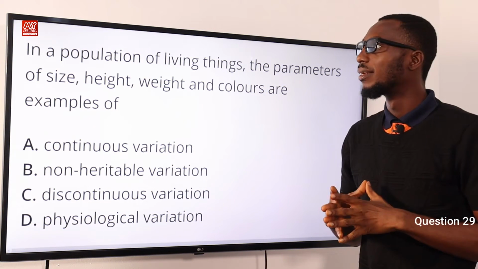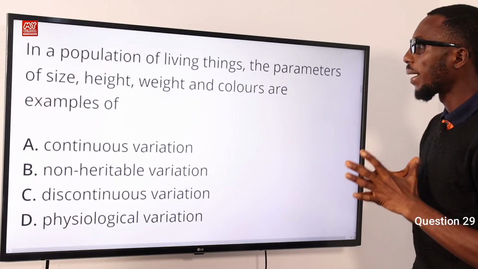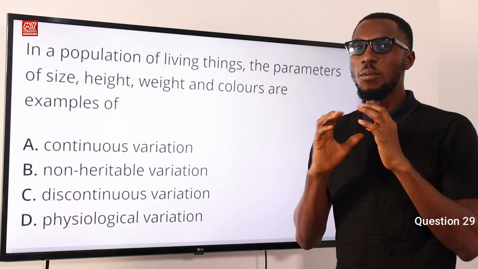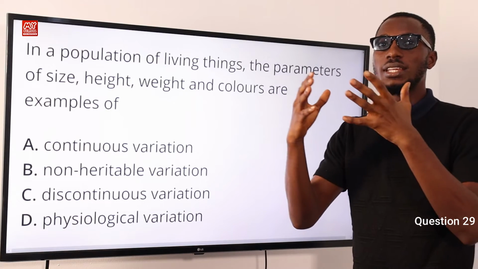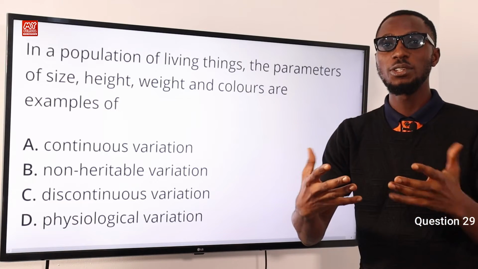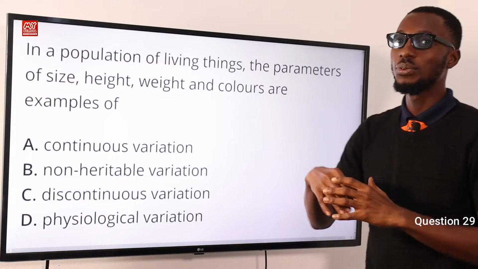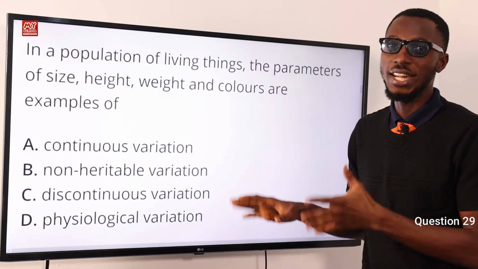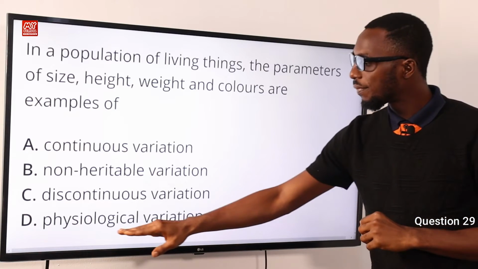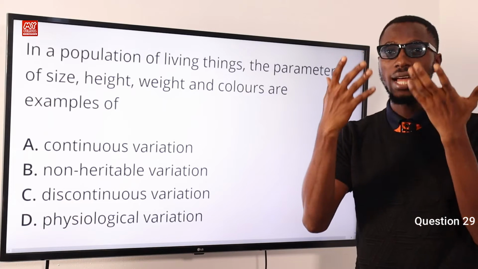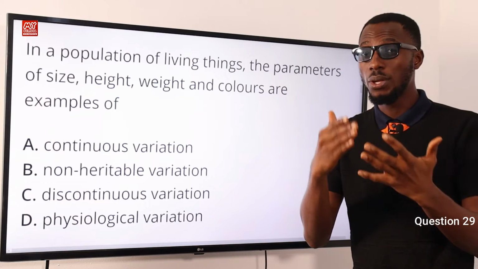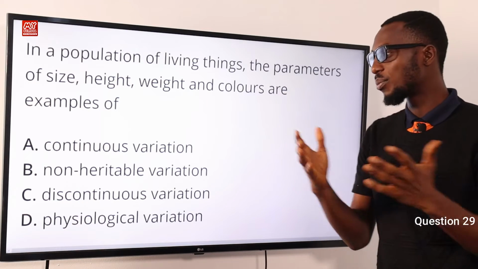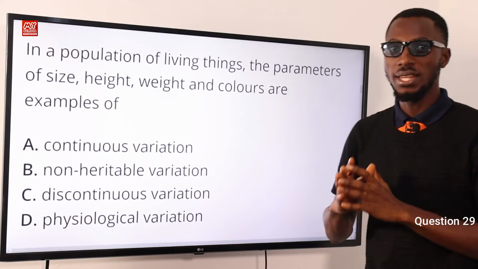Question 29. In a population of living things, the parameters of size, height, weight, and colors are examples of morphological variation. That talks about form and structure, that is the determination of physical appearance, and all of these things deal with appearance. However, take note, we do not have morphological variation in the options given directly. We have physiological variation that talks about things that you can't visibly see. You talk about behavioral patterns, ability to taste phenylthiocarbamide, PTC, blood group, and what have you. So this is definitely not what is being described in the question.